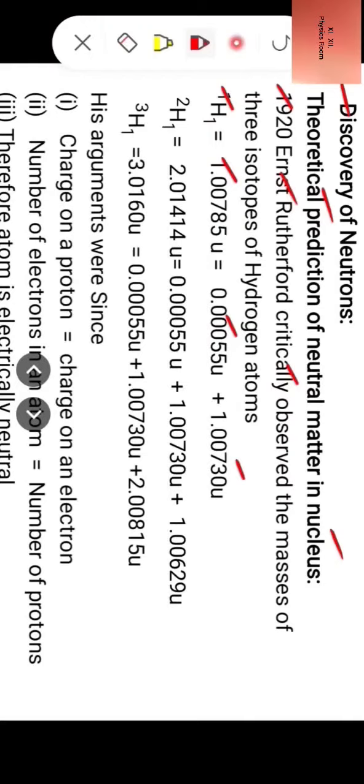Now consider second isotope 2H1 deuterium with mass 2.01414 units. Now we can split it into mass of one electron as 0.00055 units plus mass of one proton as 1.00730 units and plus additional mass 1.00629 units.